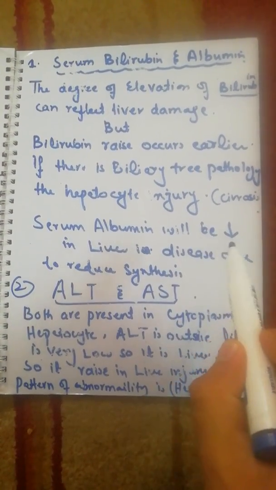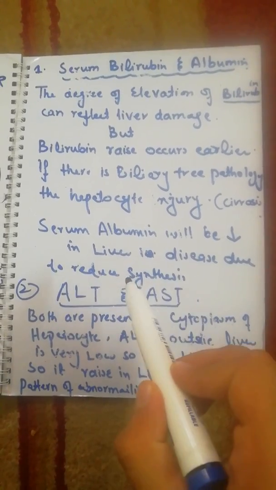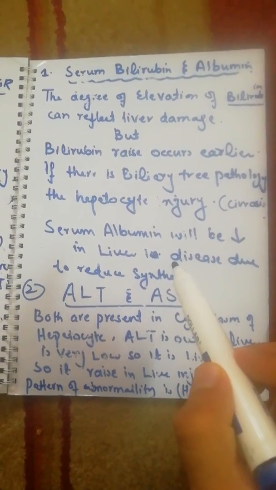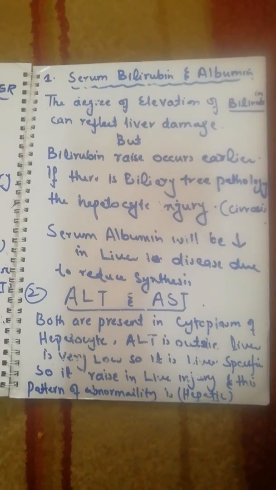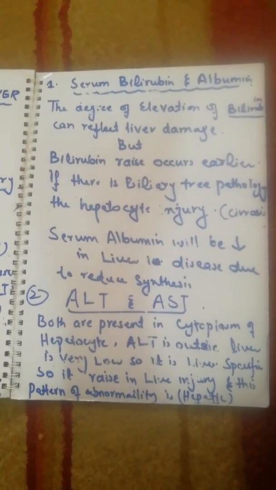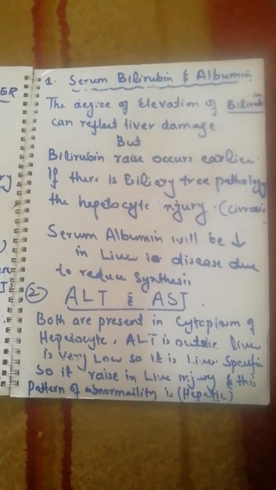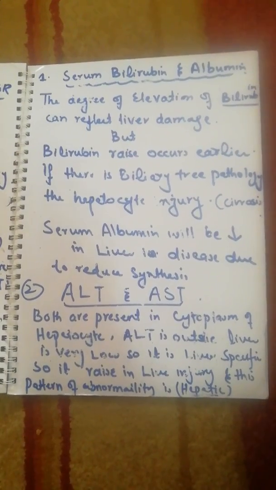Serum albumin level will be decreased in liver diseases due to the reduced synthesis of albumin. We know that protein synthesis occurs in the liver. If there is any problem in the liver, the serum albumin level will be less than the normal value.